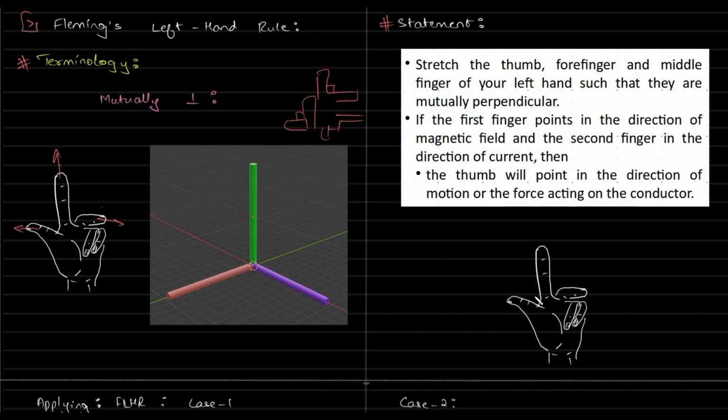So I remember this as father, mother, child. The index finger points in the direction of the magnetic field. The middle finger points in the direction of the current. Then the thumb will point in the direction of the force. You can remember it by father, mother, child, in that order. Father is thumb, mother is index, and child is the current.